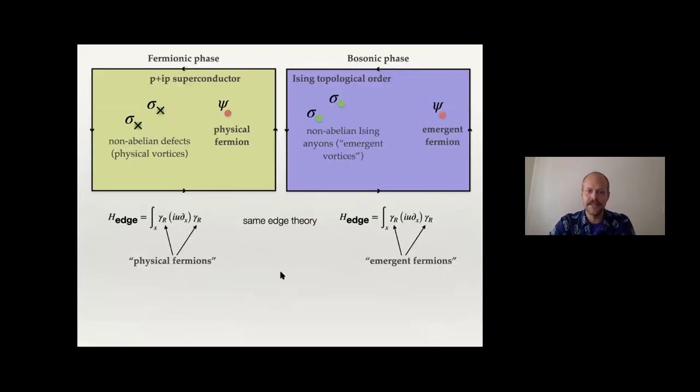Now their edge theories are actually identical. They're both described by a chiral Majorana fermion. However, on the p+ip superconductor side, we have to remember that these are physical fermions, whereas on the Ising topological order side, these are emergent Majorana fermions. And so we can ask a natural question. Can we gap out the interface between these two systems? And if so, what are the consequences?